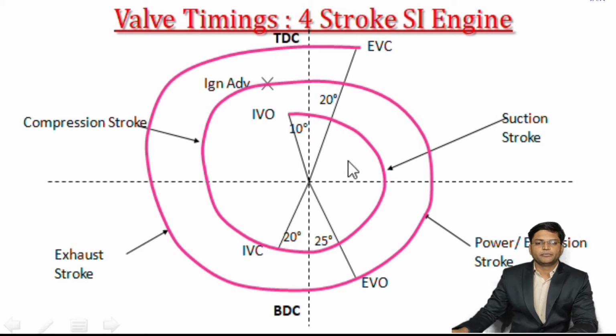Here we can see that when the piston goes to the top dead center, before TDC at 10 degree angle, the inlet valve opens and the air and fuel mixture starts being admitted inside the combustion chamber. So now this fuel and air mixture is going to the combustion chamber during the suction stroke. Now this inlet valve closes after 20 degrees of top dead center. This point is shown by IVC, which is nothing but inlet valve closing.